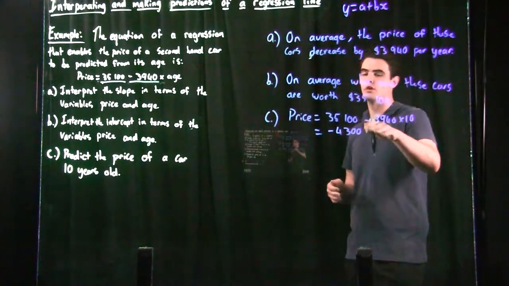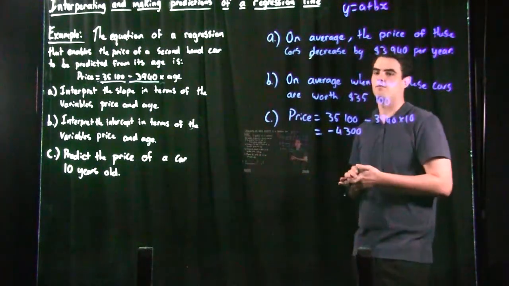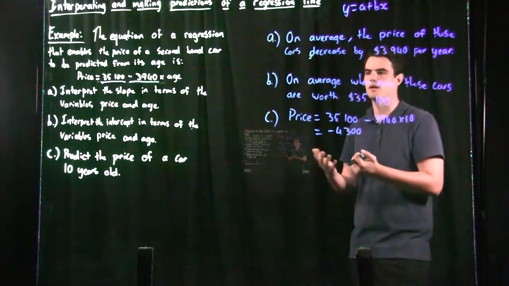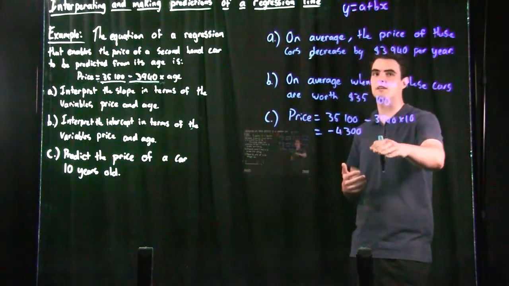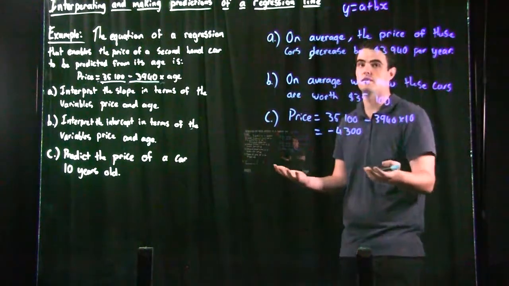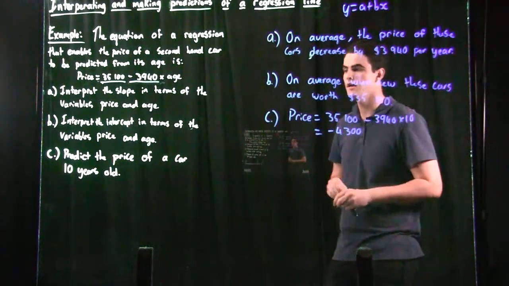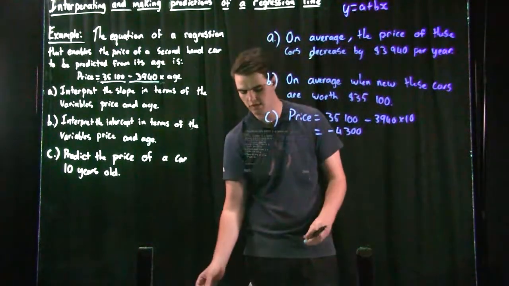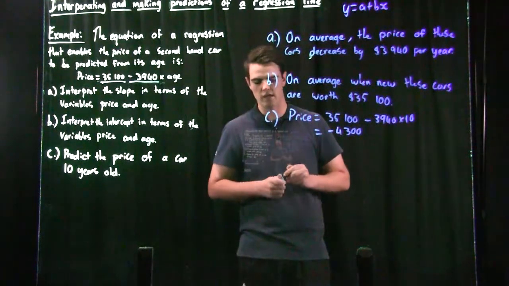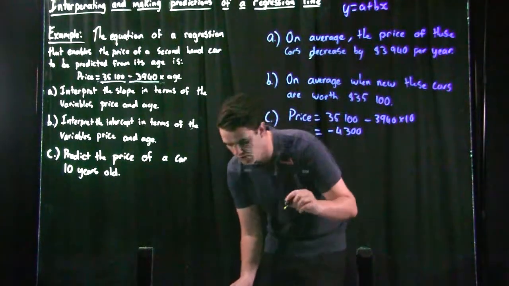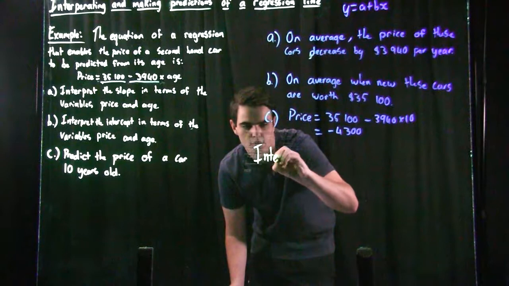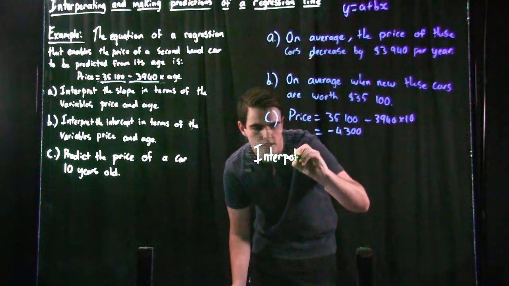Okay, this is where we can use our justification. A car isn't worth negative 4,300. You don't go and buy a car and get money, you have to pay. So when it's a negative, it's saying it's worth less than nothing. So what we do when we have things like this is we call this interpolation and extrapolation. So I'm going to write these two up. These are important terms that we need to know.